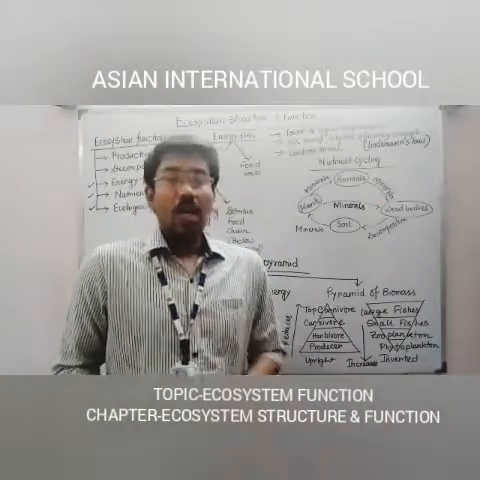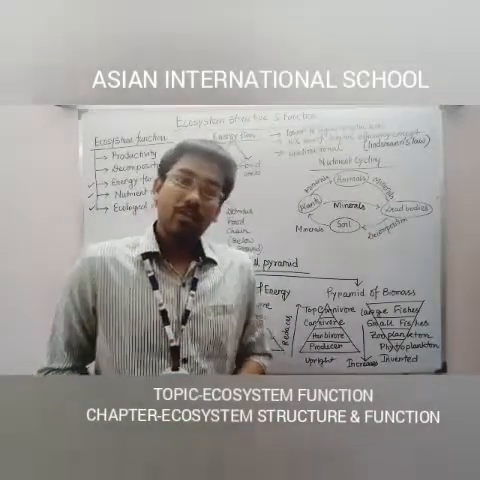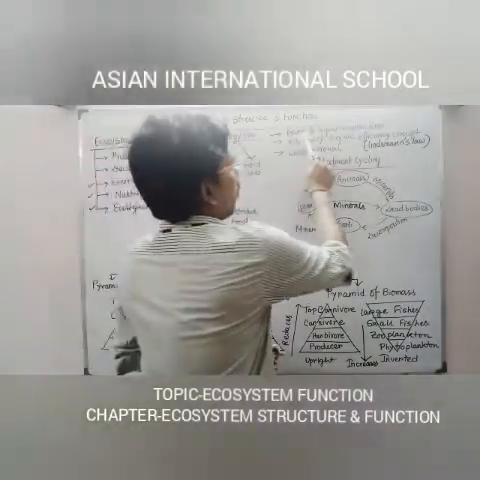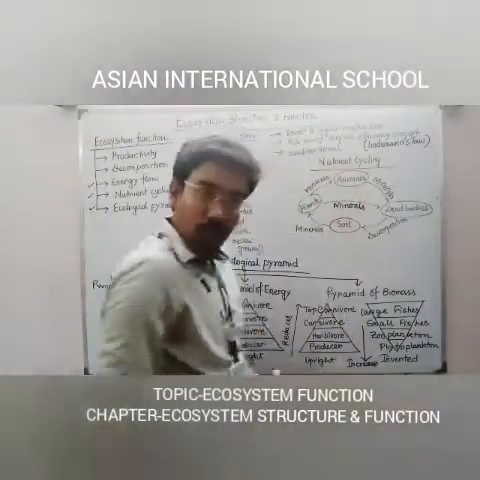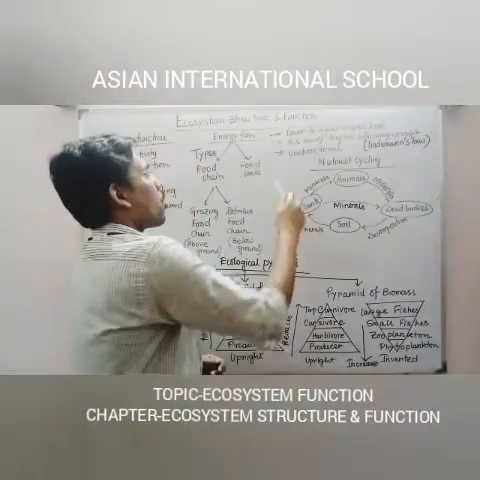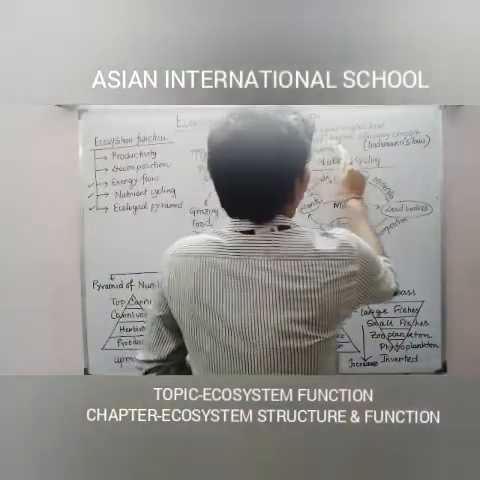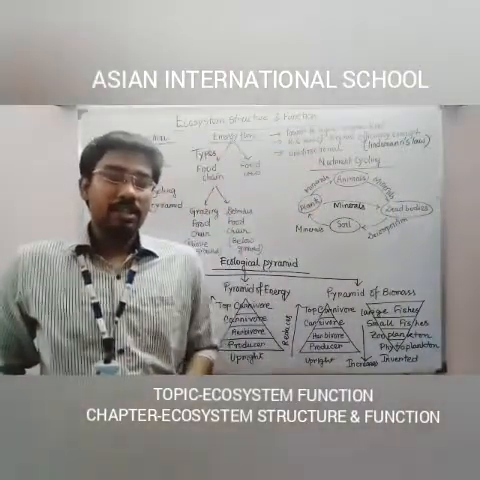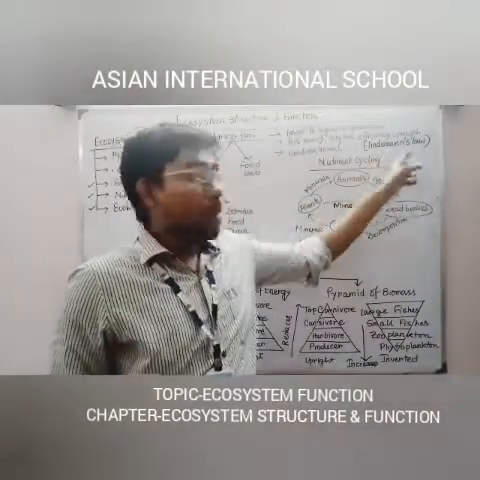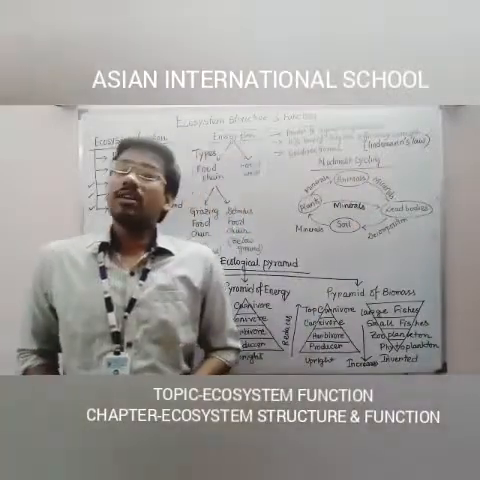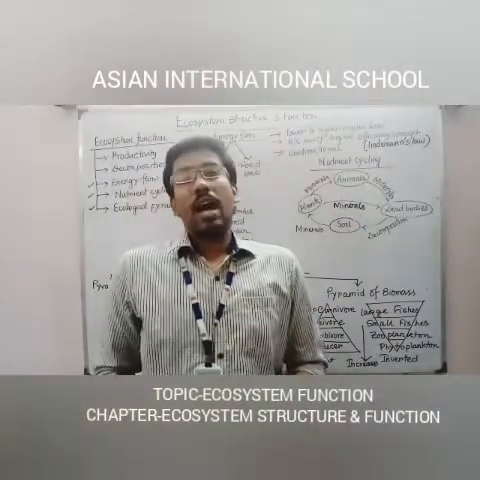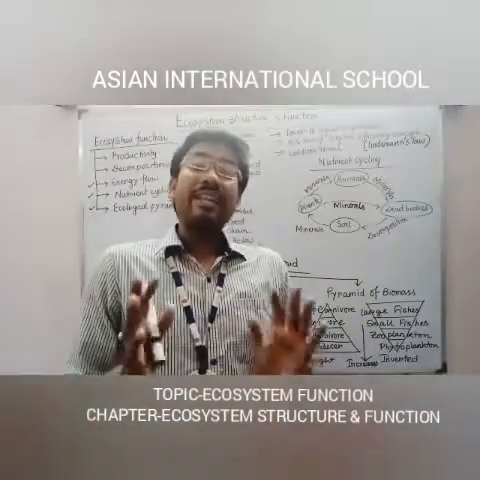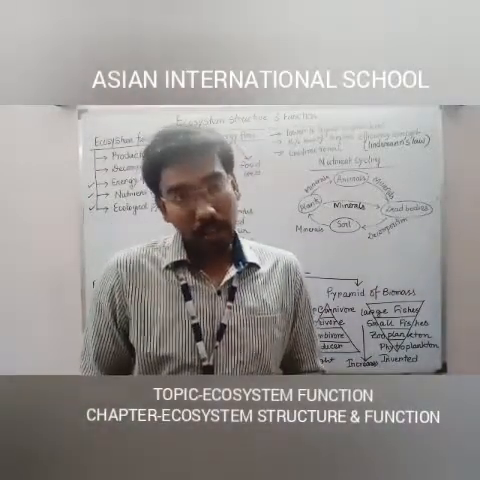Now the point is, what are the basic features of this energy flow? Let's see. In case of energy flow, first, it will always move from the lower to the higher trophic level. Second important point is the 10% law of trophic efficiency, which was given by the ecologist named Lindemann. According to this law, from each trophic level to the next trophic level, only 10% of the energy gets transferred.